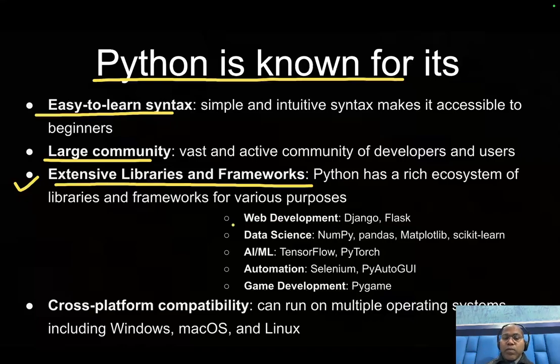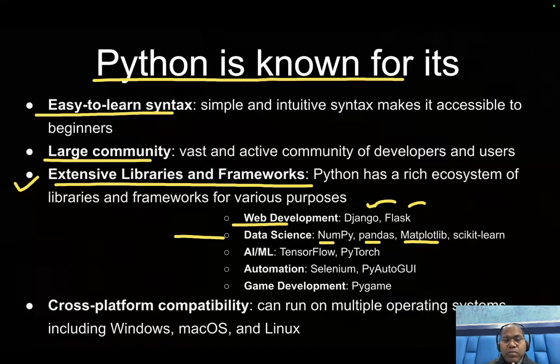Let's say you want to start web development. So instead of doing each and everything from scratch, let's use existing libraries and frameworks like Django or Flask. These are the frameworks available where you can easily start building your web application. If you want to deal with data science, lots of libraries and frameworks are available: NumPy, Pandas, Matplotlib. These are for data science.